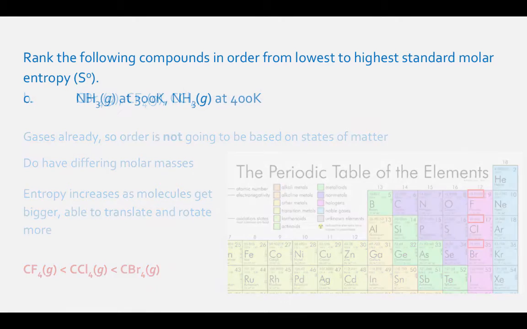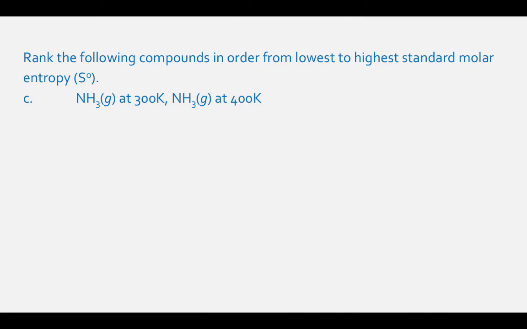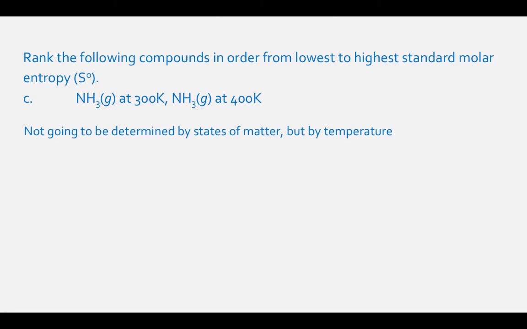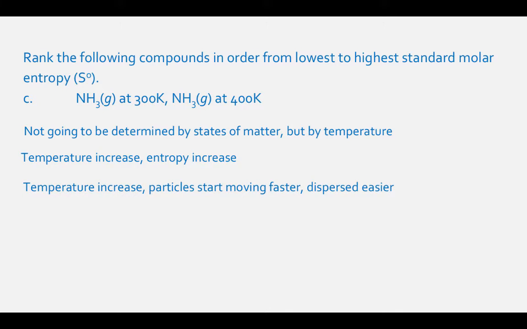For letter C, we have the same gas again, NH3, at 2 different temperatures. The order of entropy is not going to be determined by states of matter, but rather by temperature. When temperature of a reaction increases, so does standard molar entropy. This is because the particles will start moving faster and they can be dispersed easier, which leads to a higher entropy. So the order of these molecules from lowest to highest standard molar entropy is NH3 gas at 300 degrees Kelvin is less than NH3 gas at 400 degrees Kelvin.